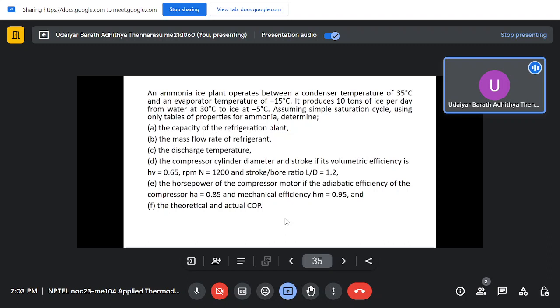The next question is, an ammonia ice plant operates between a condenser temperature of 35 degrees Celsius and an evaporator temperature of minus 15 degrees Celsius. It produces 10 tons of ice per day from water at 30 degrees Celsius to ice at minus 5 degrees Celsius.